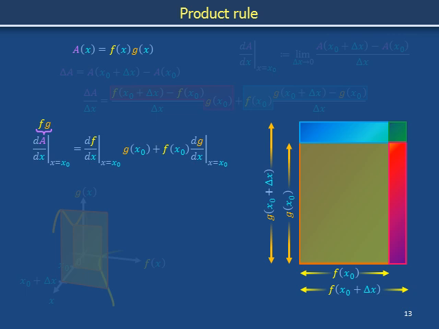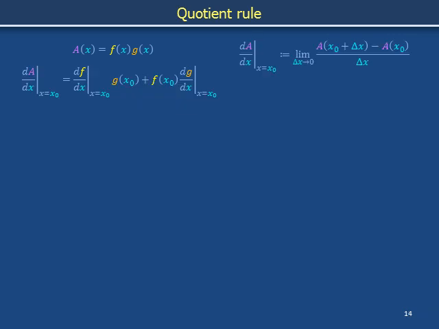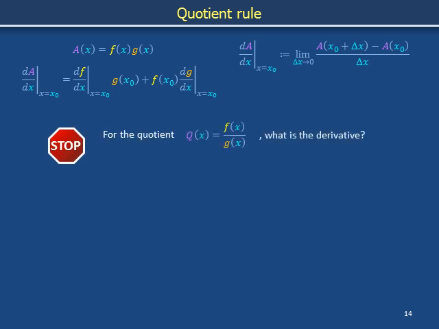Now that we have derived the product rule, you, the viewer, are equipped to derive the so-called quotient rule. For the quotient q of x equals f of x divided by g of x, what is the derivative? The solution has the mnemonic: derivative of the quotient equals derivative of the top times the bottom minus top times derivative of the bottom, all over the bottom squared.